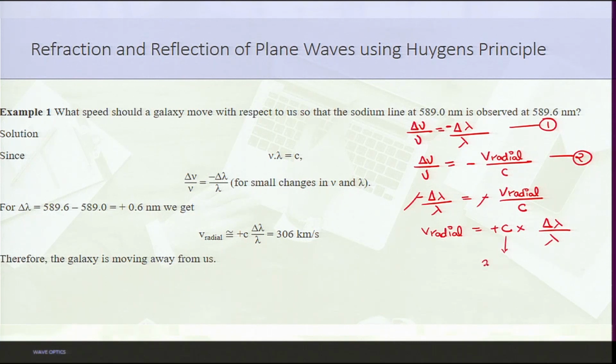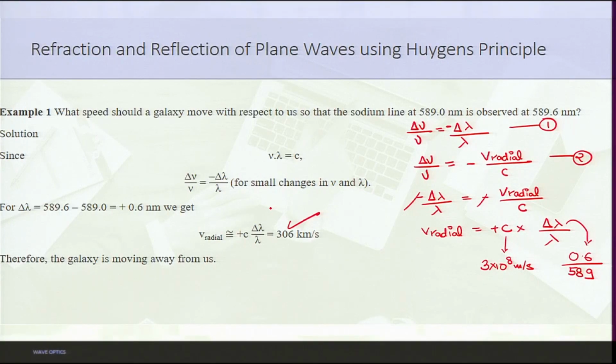Here the value of c will be 3 into 10 to the power 8 meters per second, delta lambda will be 0.6, and lambda will be lambda initial, that is 589. When you calculate this completely, you will get v radial as 306 kilometers per second. Therefore, the galaxy is moving away from us. As we already did in the sign convention, if the v radial value is positive, it is moving away from us, and if it is negative, it is moving towards us. This is the complete concept of the application of the Doppler effect, and how astronomers use it.